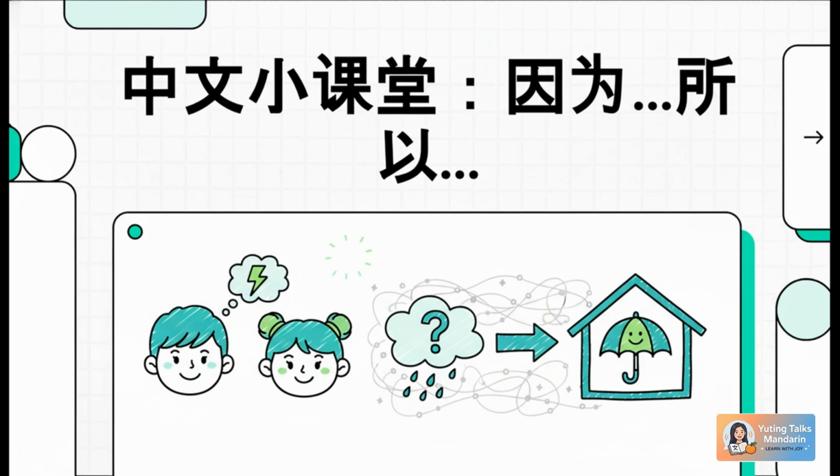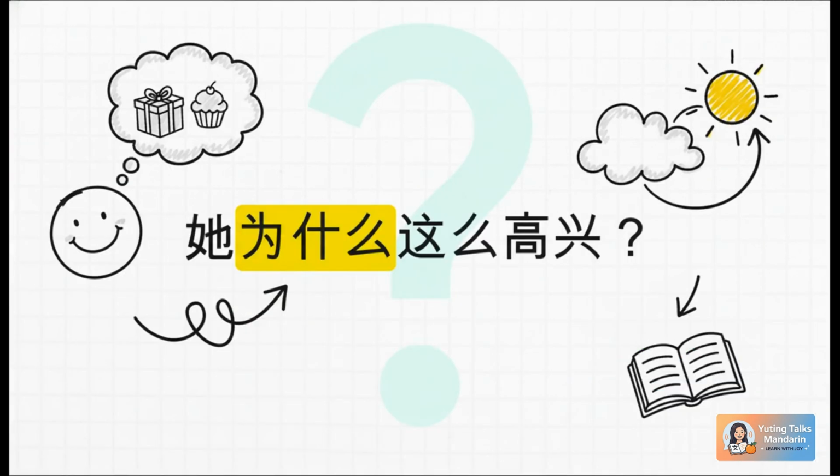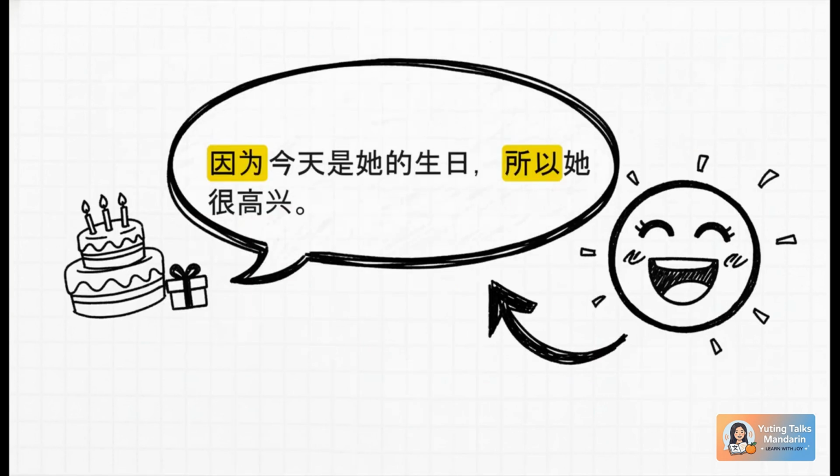Today we're going to tackle a super useful structure for connecting a reason with a result. You're going to use this one all the time. Okay, so let's jump right in. Take a look at the picture here on the screen. The question is, why is she so happy? Any ideas? You got it. A great way to answer that would be, because today is her birthday, so she is very happy.